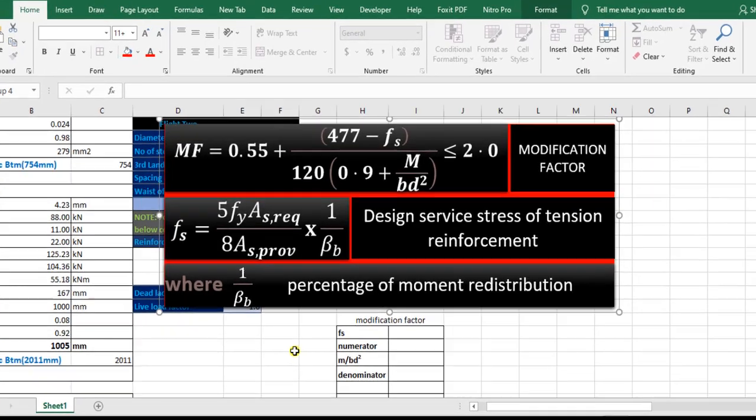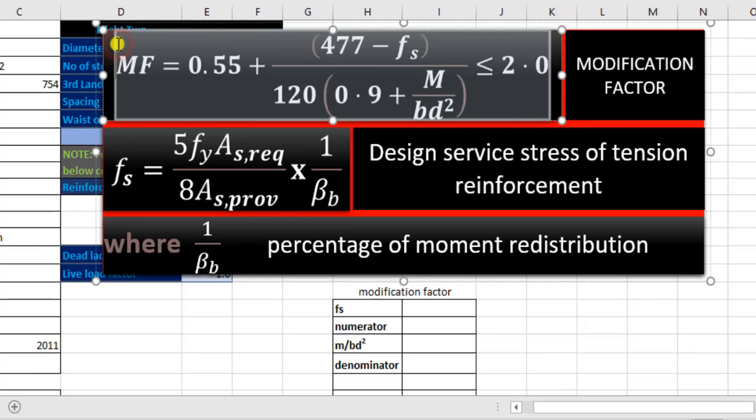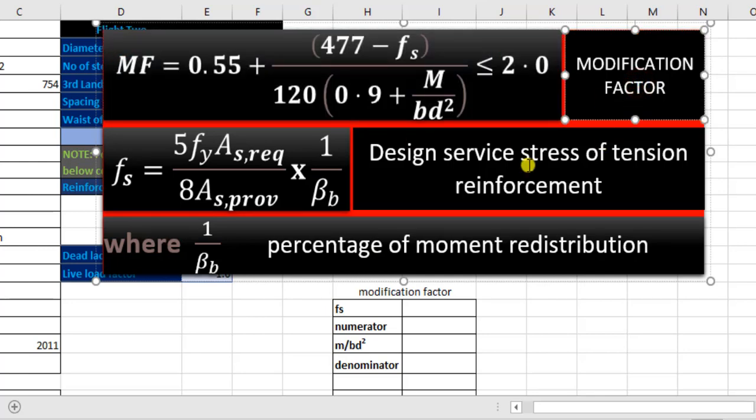This is the deflection formula, where we have to first of all find the modification factor. Inside the modification factor, we have a different formula inside it, and then we have this. I'm going to explain this and then show us how we can enter this in Excel without mixing up data. Inside the modification factor, we have this numerator where we have FS, the design service stress of tension reinforcement, and it's given by this formula.